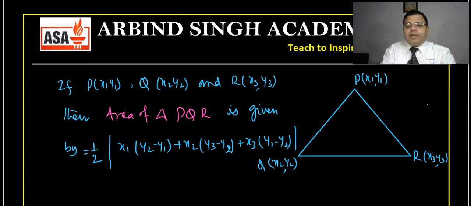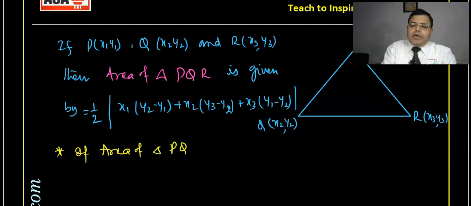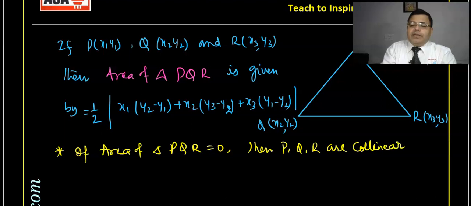So that is the formula with which you can calculate the area of a triangle. You have also learned that if the area of a triangle is 0, then the points are collinear. So remember this: if the area of triangle PQR is equal to 0, then we can say P, Q, R are collinear. Collinear means the points lie on the same line. These are a few things which you have studied in class 10th, and definitely you are aware of all these things.